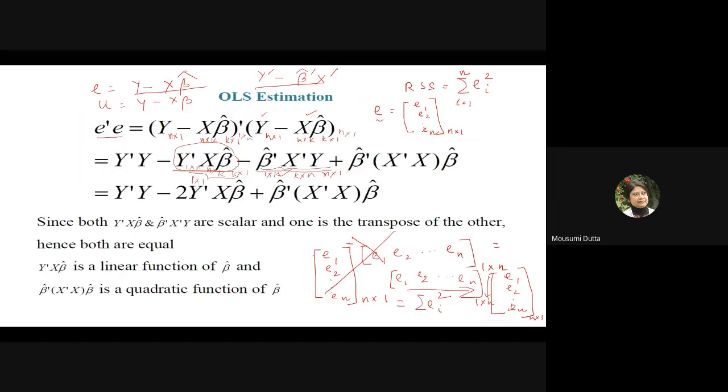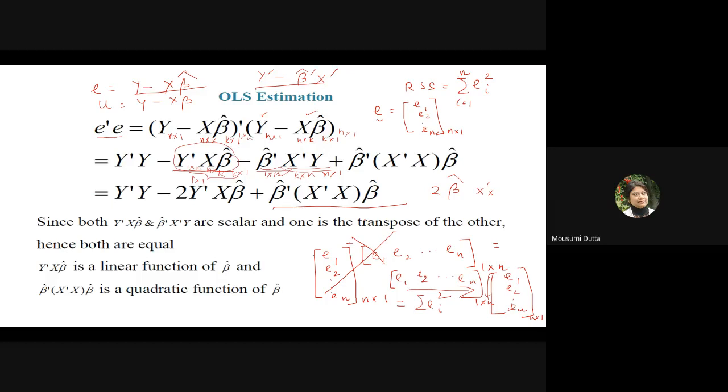Now in our case, we had beta hat prime, x prime x, beta hat. So what will we get if I take the derivative of this term with respect to beta hat? 2 into beta hat, x prime x. Sorry, 2 into beta hat. This I'll get back. Everyone? Will it be 2 into x prime x times beta hat?